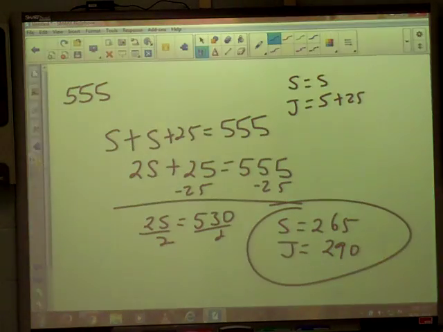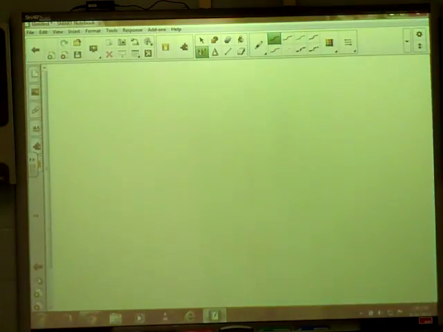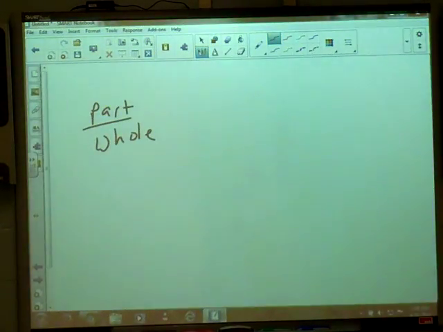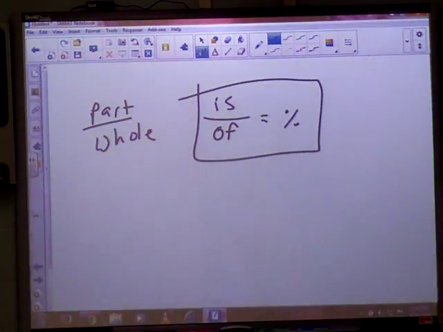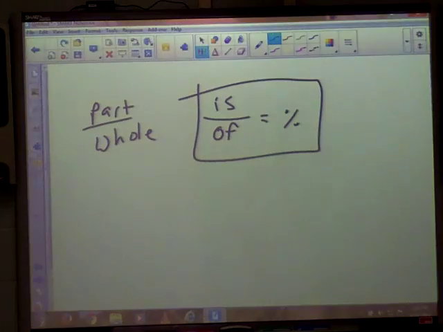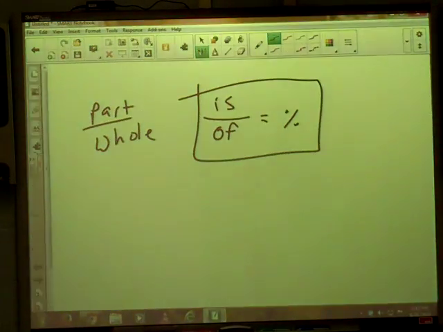Alright, those are easy, just making sure you get them set up correctly. Now, percent problems. We did percent problems a little bit yesterday when we looked at part over whole. Another way of saying that, what I'm going to use today, is "is over of is equal to percentage." I know that looks funny. That's just a shortcut that's always helped me, so write it down, and we'll use it in a minute.